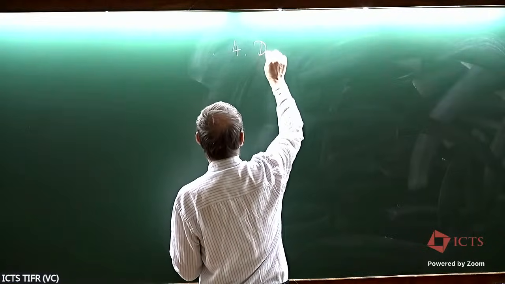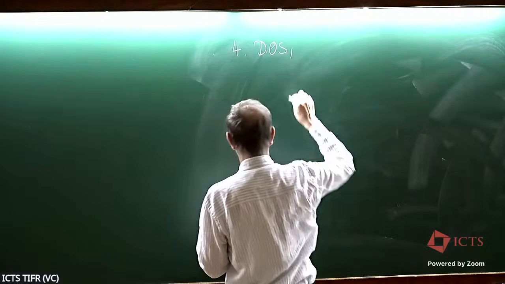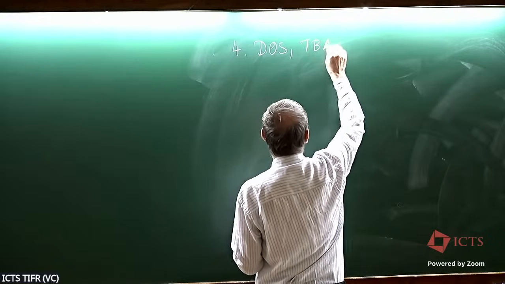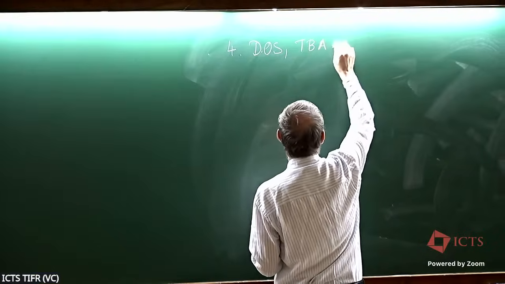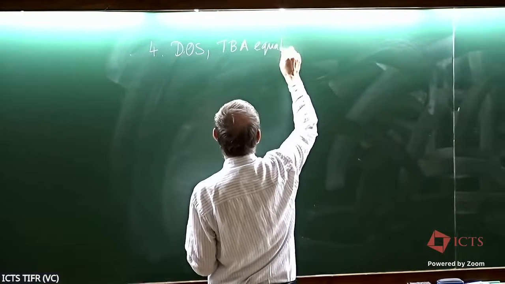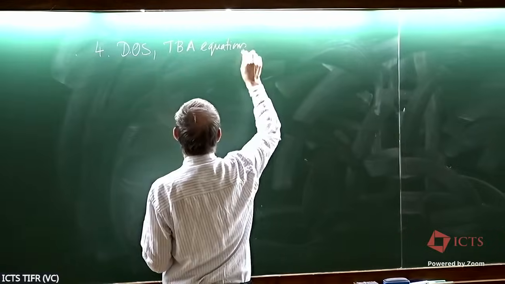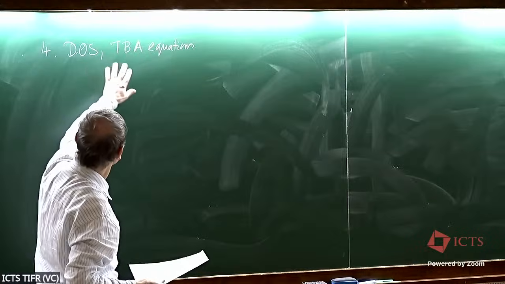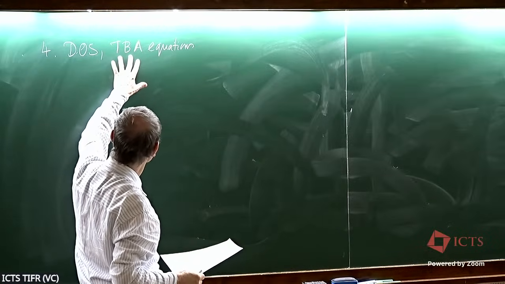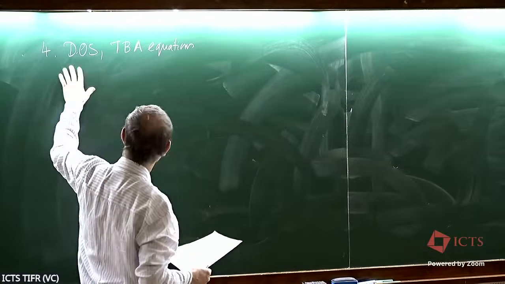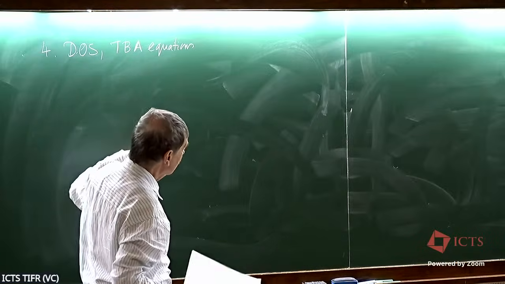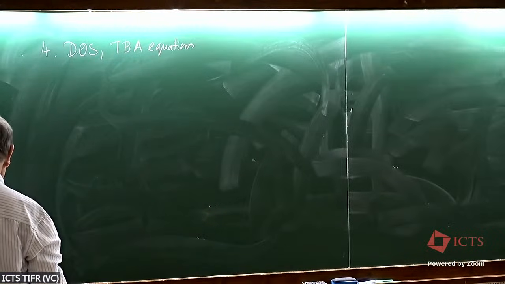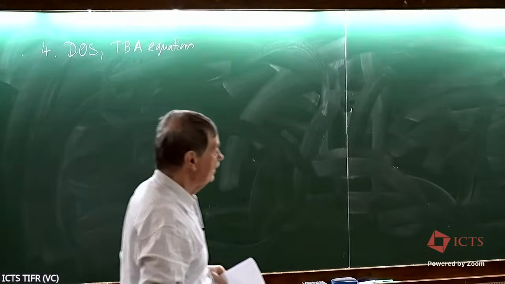I mean, the DOS, the density of states, and TBA equations. This is just some sort of terminology from quantum mechanical systems, but anyway, this stands for density of states, and this stands for thermodynamic Bethe ansatz, which, the density of states is a good name. This one, of course, is not a good name, but we just use it. It's fine. Okay, so the question is, the free energy.